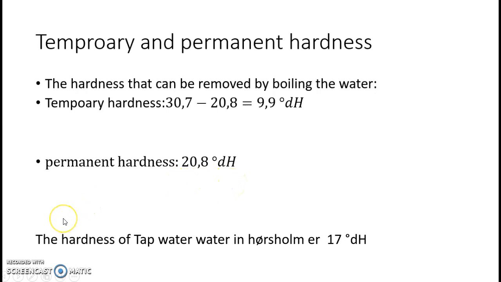We then search the web and see that the hardness of the tap water in Herzogenaurach is 17 degrees hardness, which shows us that something in our experiment must be wrong. I think that it's the EDTA that is wrong, maybe the mixture is wrong or something. But we can't completely figure it out, but something must be wrong.